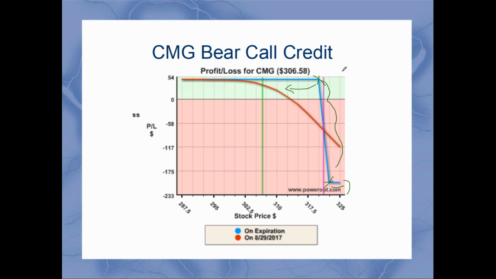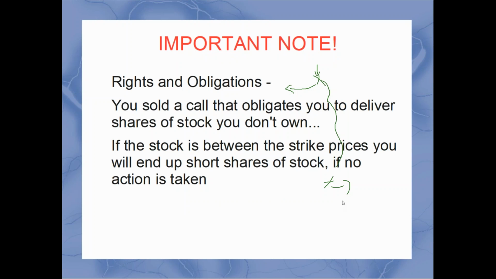Okay? Remember the rights and obligations. We entered a position here that obligates us to deliver shares of stock that we don't own. It's like a covered call. We sold a call, but we don't own the stock here. We did buy a higher strike call to give us the leverage. So we only have to cover the margin, but if the stock gaps above both strike prices, I may be forced to buy shares of stock at, oops, sorry folks.